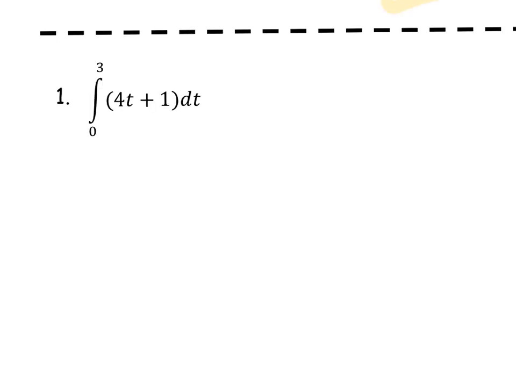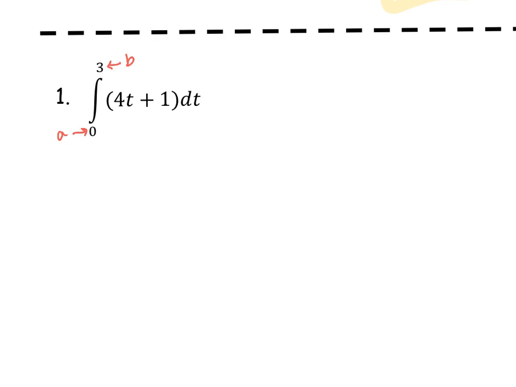So looking at number 1, I have the antiderivative of 4t plus 1 going from 0 to 3. These are bounds. Up here, that 3 is going to be my upper bound. That's where I'm ending. And 0 is my lower bound. That is where I'm beginning. So if you want to think about it, I have an infinite number of rectangles that are starting at 0 and going up to 3.